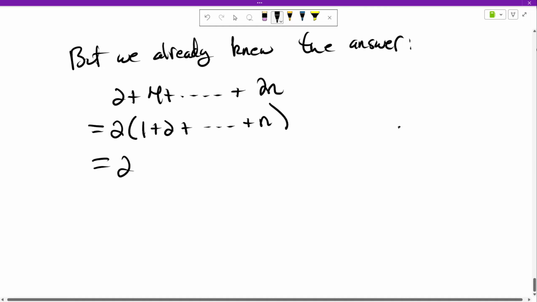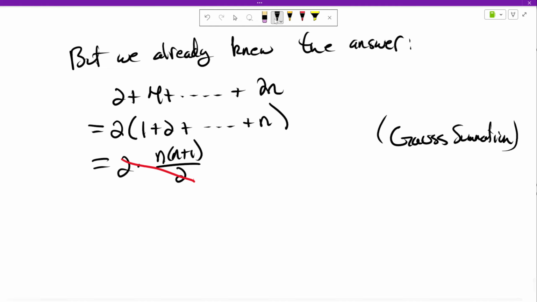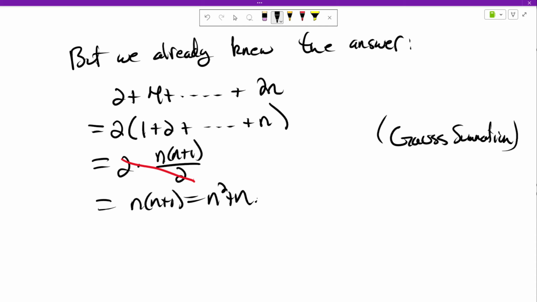So we know by the Gauss summation formula that we can replace that with n times n plus 1 over 2. And now our 2's are going to cancel. And we get n times n plus 1, which is n squared plus n, which is exactly what our guess was. So we actually already knew the answer, but I wanted to take you through the process of formulating a guess based off of how our sequence of sums grows.